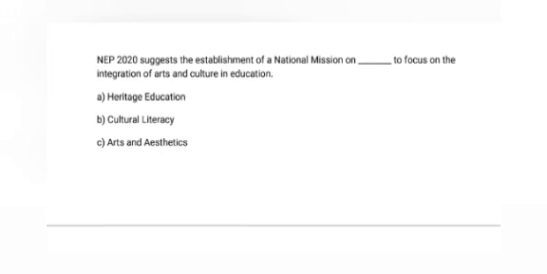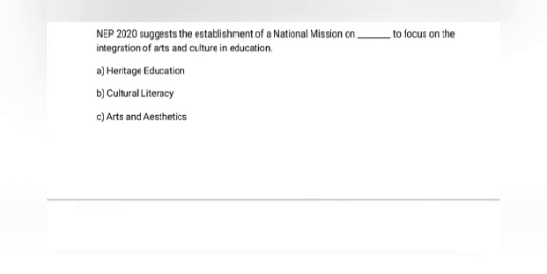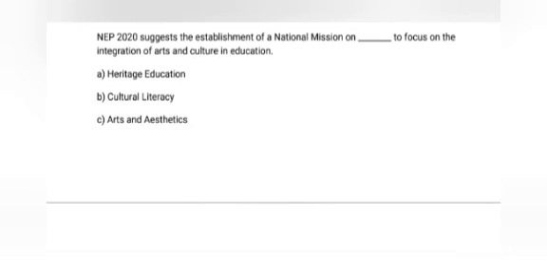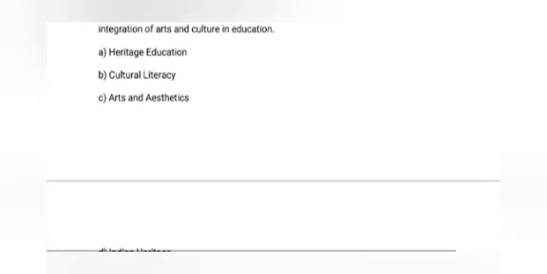Next, NEP 2020 suggests the establishment of National Mission on this to focus on the integration of arts and culture in education: heritage education, cultural literacy, arts and aesthetics, Indian heritage. It will be arts and aesthetics.